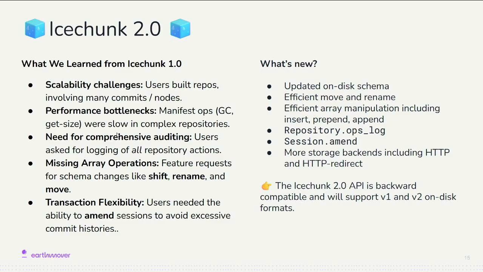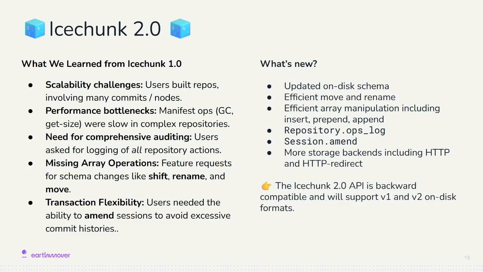Okay, Icechunk 2. Icechunk 2 is the next version of the Icechunk library. We released Icechunk 1 earlier this year. So we're evolving the format and the API, and I'm going to explain what has changed since then. The first is we learned a bunch of stuff. People have adopted the first version of Icechunk, and we found some more gotchas. And so that's what Icechunk 2 is meant to do, is solve some of those.